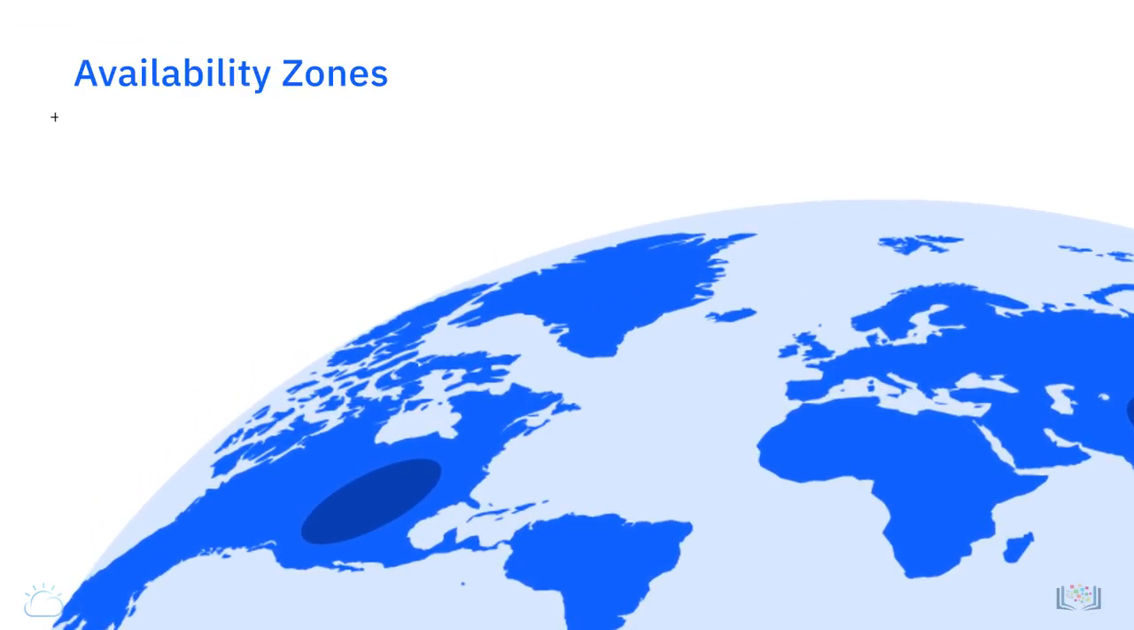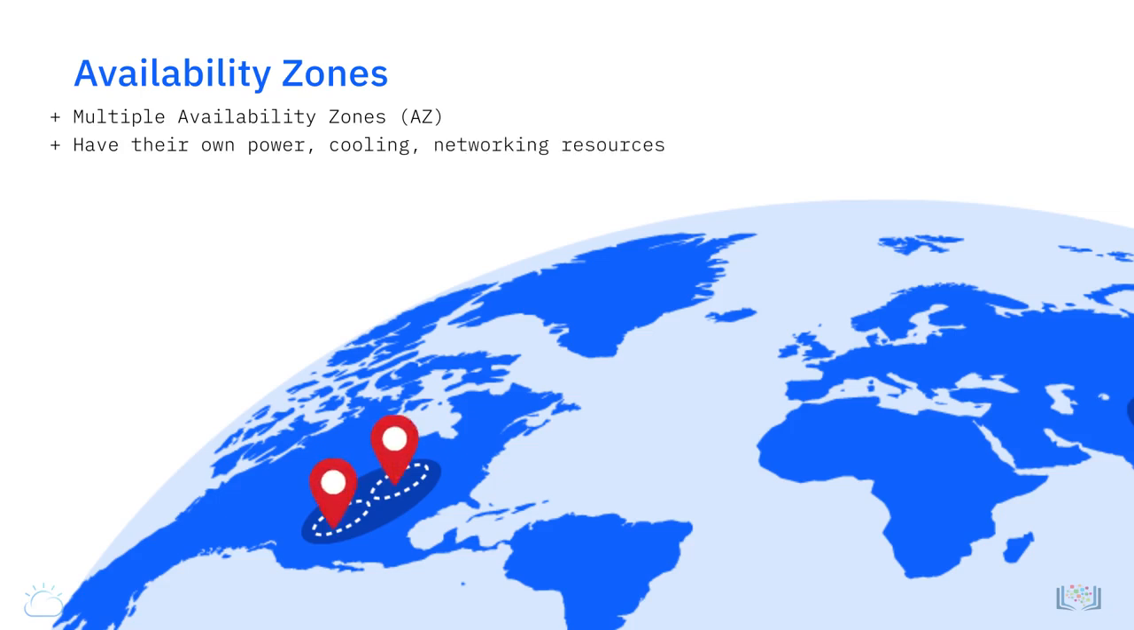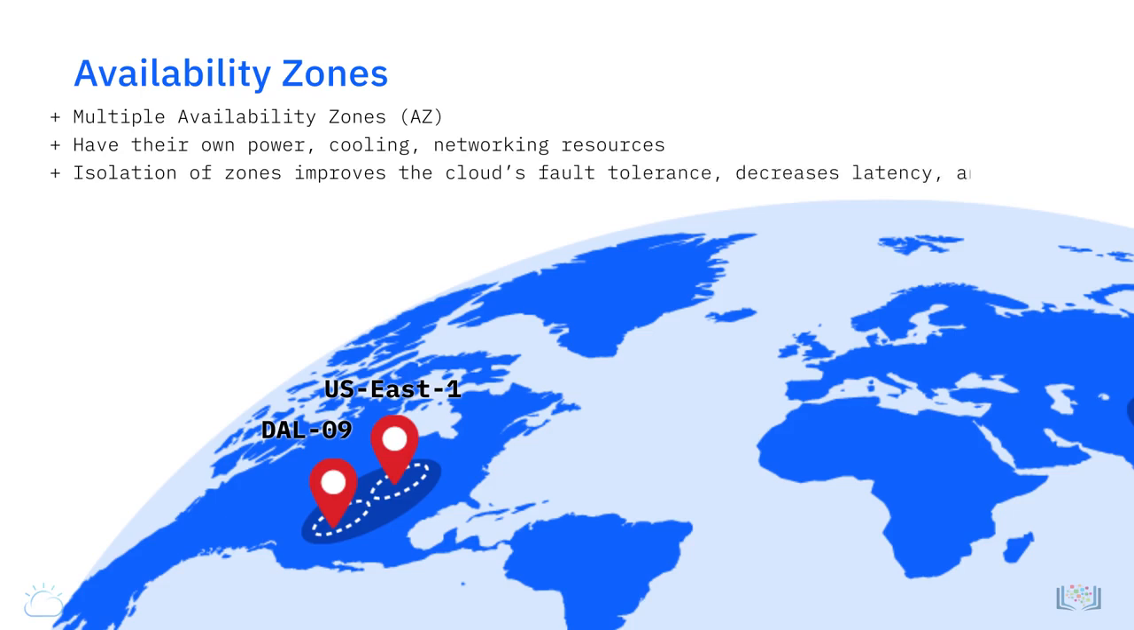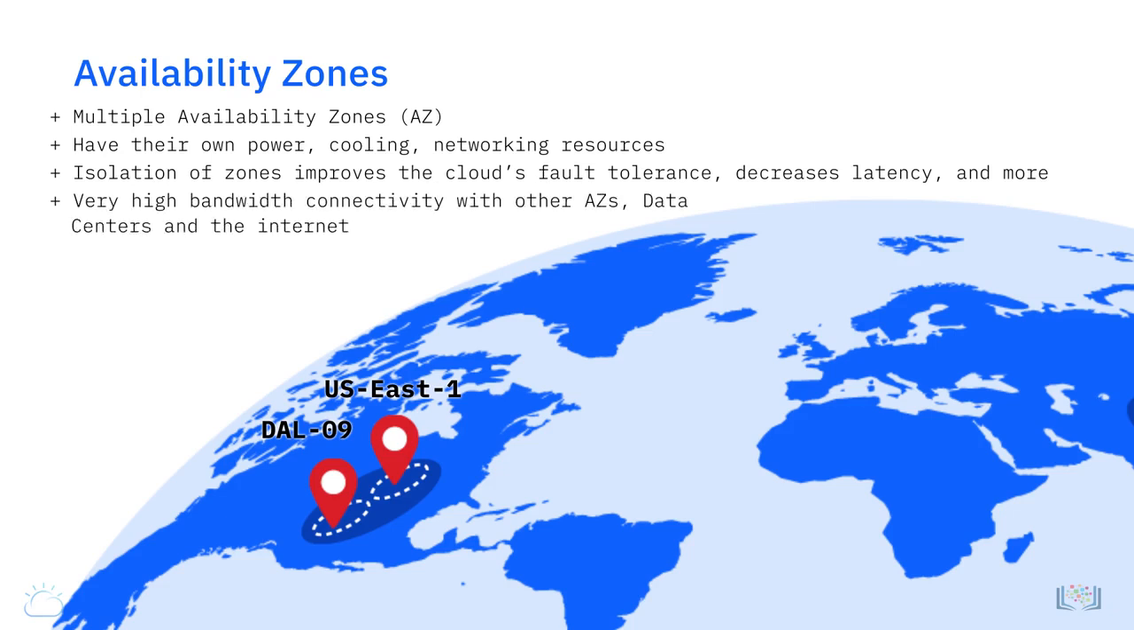Each cloud region can have multiple zones, or availability zones, or AZ for short, which are typically distinct data centers with their own power, cooling, and networking resources. These zones can have names like DAL09 or US East 1. The isolation of zones improves the cloud's overall fault tolerance, decreases latency, and avoids creating a single shared point of failure. The availability zones and data centers within them are connected to other AZs and regions, private data centers, and the internet using very high bandwidth network connectivity.